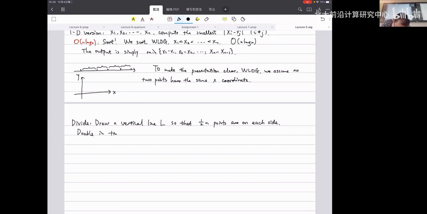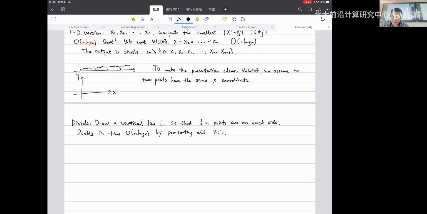in time O of n log n by pre-sorting all the x's. I mean, sorting is something we are familiar with. We just learned how to do sorting in O of n times log n here. So without loss of generality, we assume that all the x coordinates are sorted, for instance x1 is smaller than x2, etc. So this is something we can feel free to take for granted.